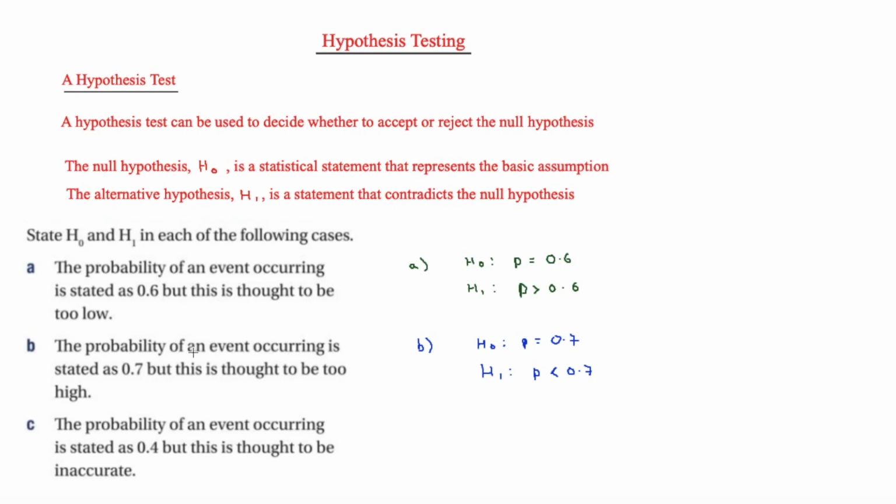And then finally, in C, it says the probability of an event occurring is stated as 0.4, but this is thought to be inaccurate. So here, H0, again, our basic assumption is that P is equal to 0.4, but H1 is thought to be inaccurate, so that just means that P is not equal to 0.4.